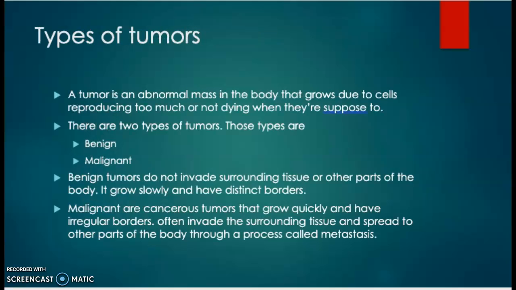Types of tumors. A tumor is an abnormal mass in the body that grows due to cells reproducing too much or not dying when they're supposed to. There are two types of tumors. Those types are benign and malignant. Benign tumors do not invade surrounding tissue or other parts of the body. They grow slowly and have distinct borders. Malignant tumors are cancerous tumors that grow quickly and have irregular borders, often invade the surrounding tissue, and spread to other parts of the body through a process called metastasis.